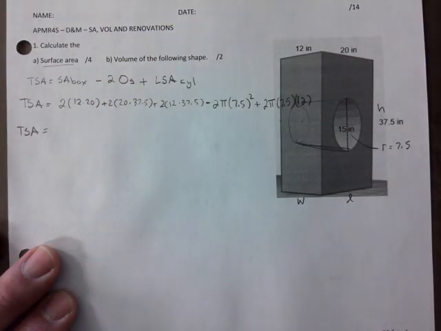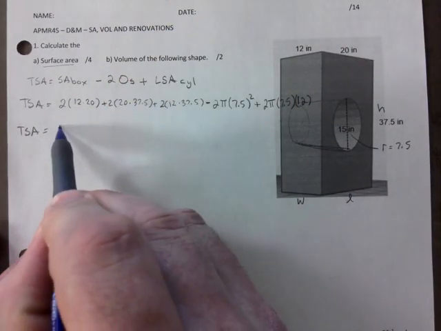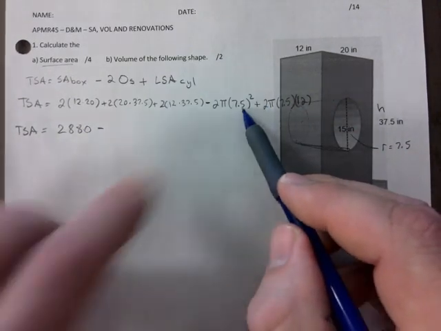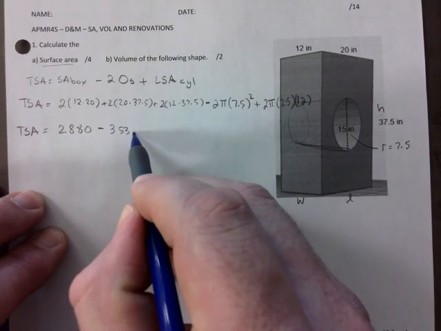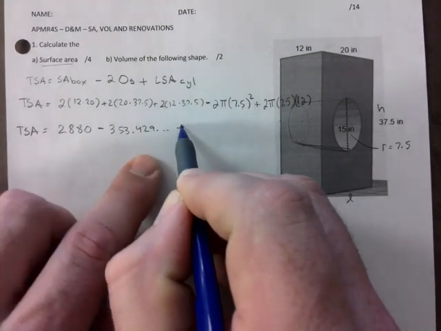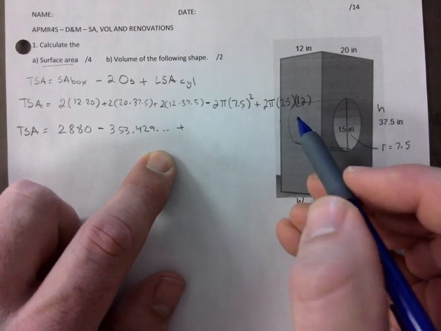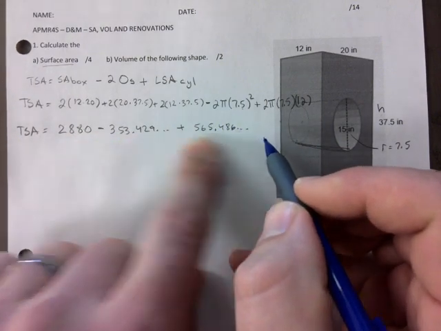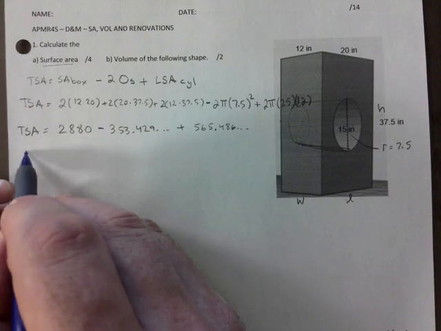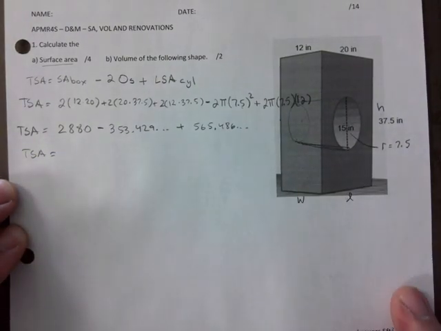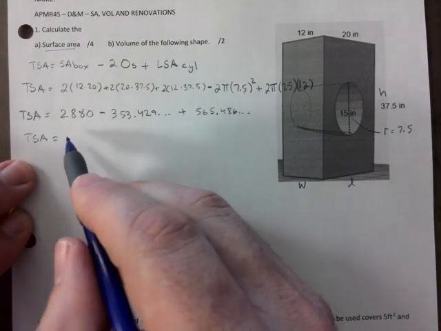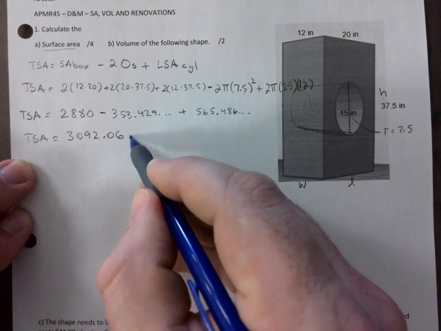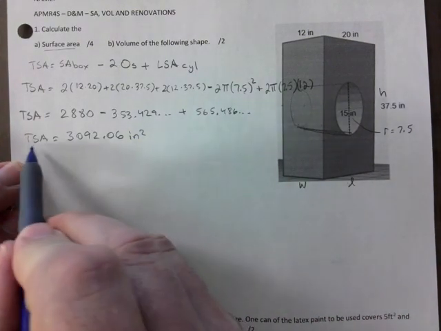And I'm gonna tell you that the box here is 2880, minus the two circles ends up being 353.429, and that keeps going, plus the lateral surface area is 565.486. Right, so I'd like you to break it down a little bit. Don't just go and type everything in just in case, right? And then if you do all of that, you get 3092.06, and that is squared inches, because everything is in inches.